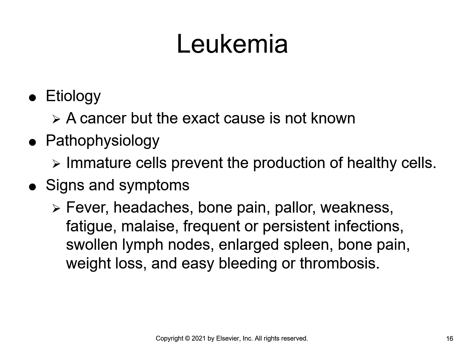Some signs and symptoms of leukemias may include fever, headache, bone pain, pallor, weakness, fatigue, malaise, infections, swollen lymph nodes, enlarged spleen, may see weight loss, and easy bleeding or thrombosis. Diagnosis is made using a history and physical exam, the CBC with differential, and then bone marrow studies to rule out other such disorders.